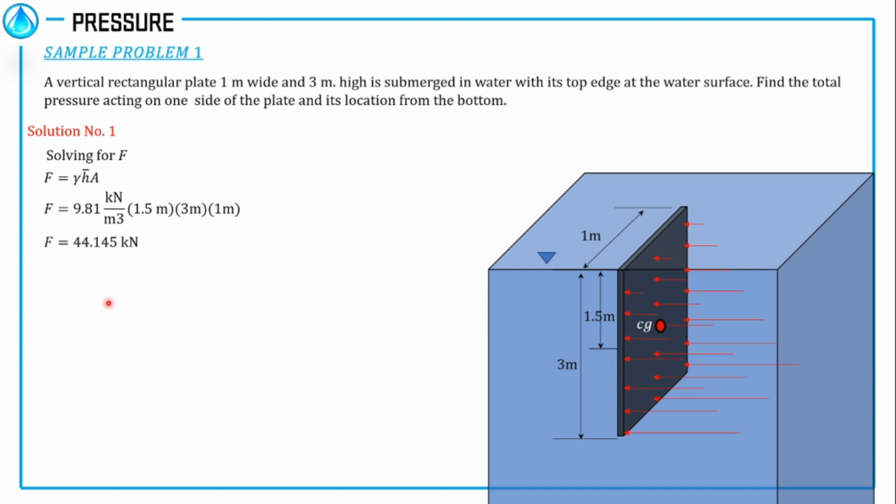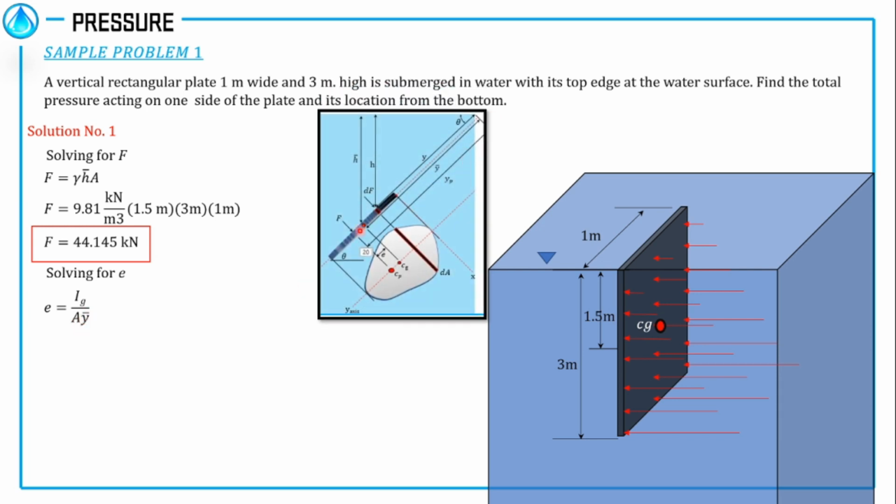Solving now for the value of E, which will lead us to solve for the location of this force. The formula of E is equal to Ig over area multiplied by y bar. Take note that y bar is this one. From what we derived earlier, this is the distance from the center of gravity to the free surface along the plane. In this case, the plane is placed vertically. Therefore, y bar now will be equal also to h bar.